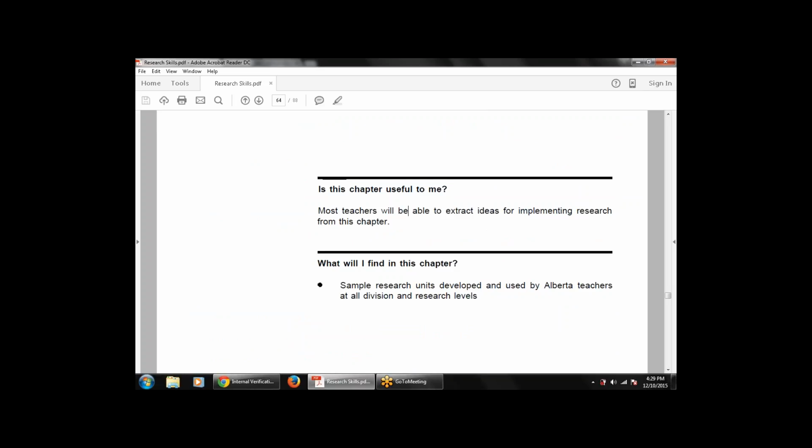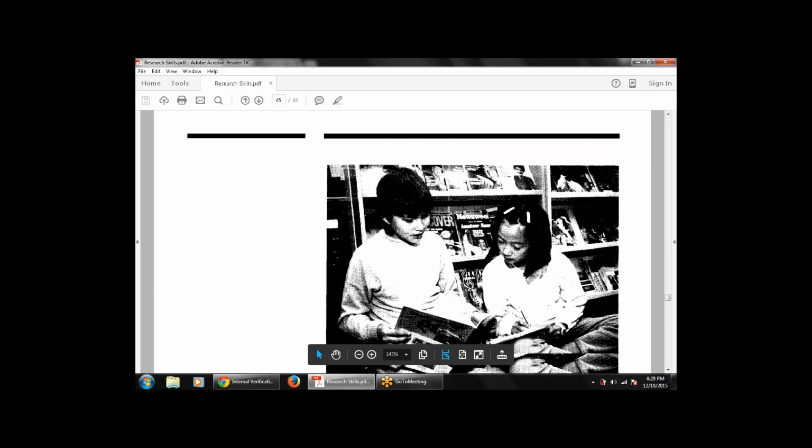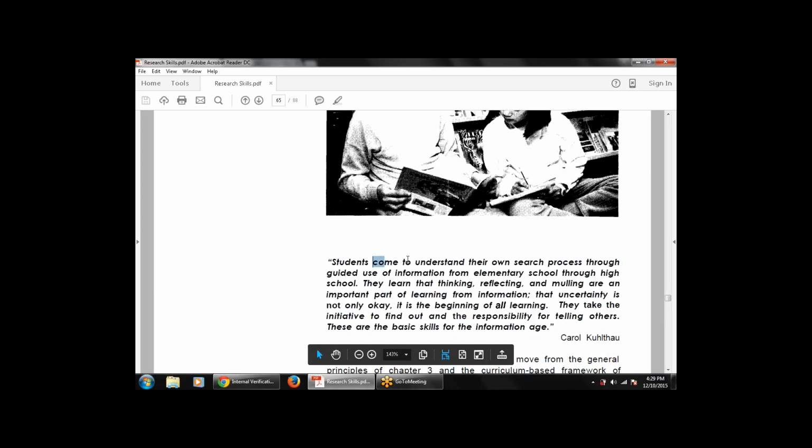Now, what will I find in this chapter? There are sample research units that were developed and used by Alberta teachers at all divisions and research levels. Students come to understand their own search process through guided use of information, from elementary school to higher education. They come to understand the research procedures, or the search process.